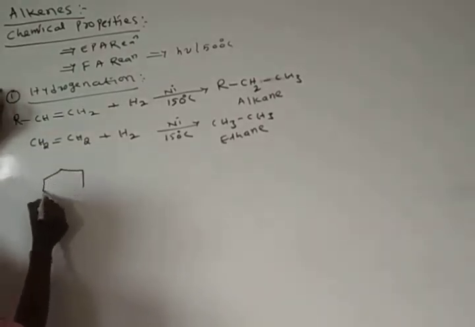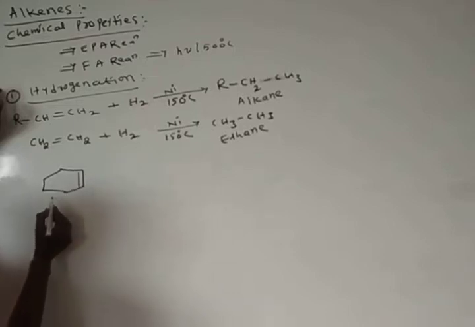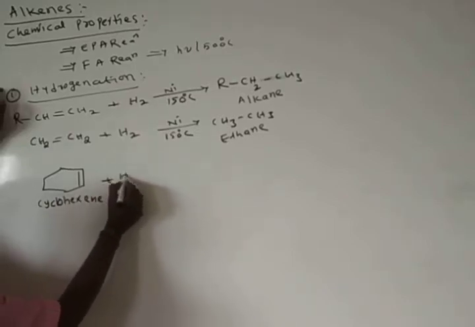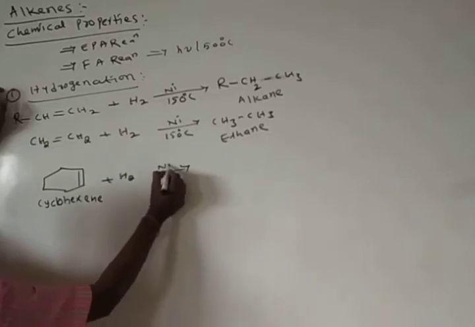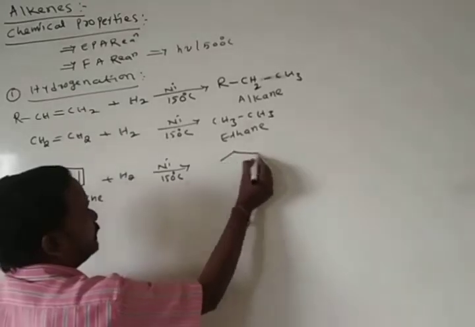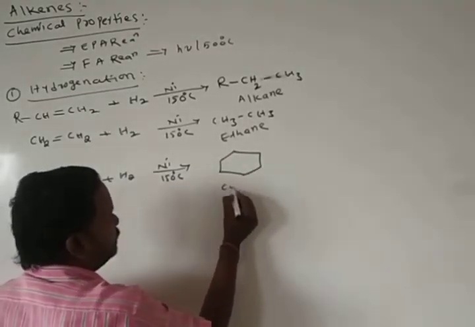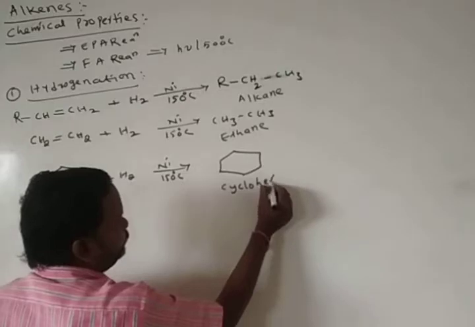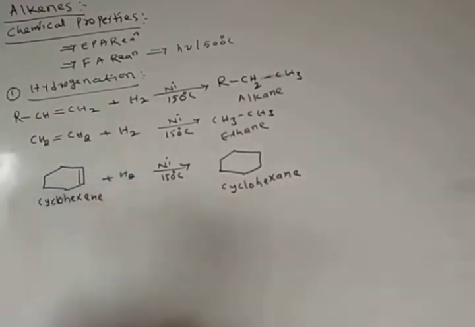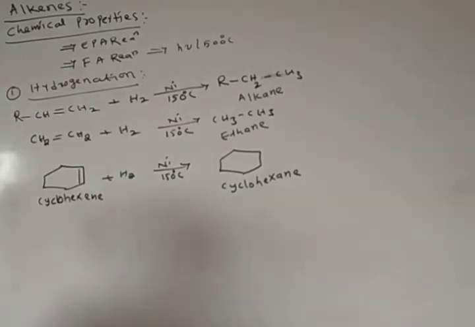Next, in continuation, here I am taking one simple molecule with 6 carbon atoms, cyclohexene. Add hydrogen in the presence of nickel at 150 degrees centigrade temperature, it forms cyclohexane. That means hydrogen is added here and we will get cyclohexane. This is one simple chemical property, hydrogenation.